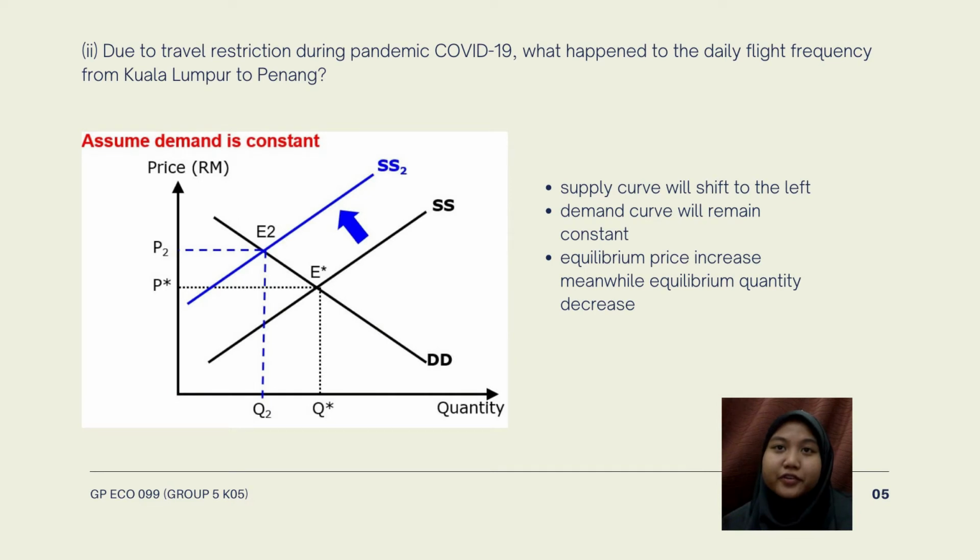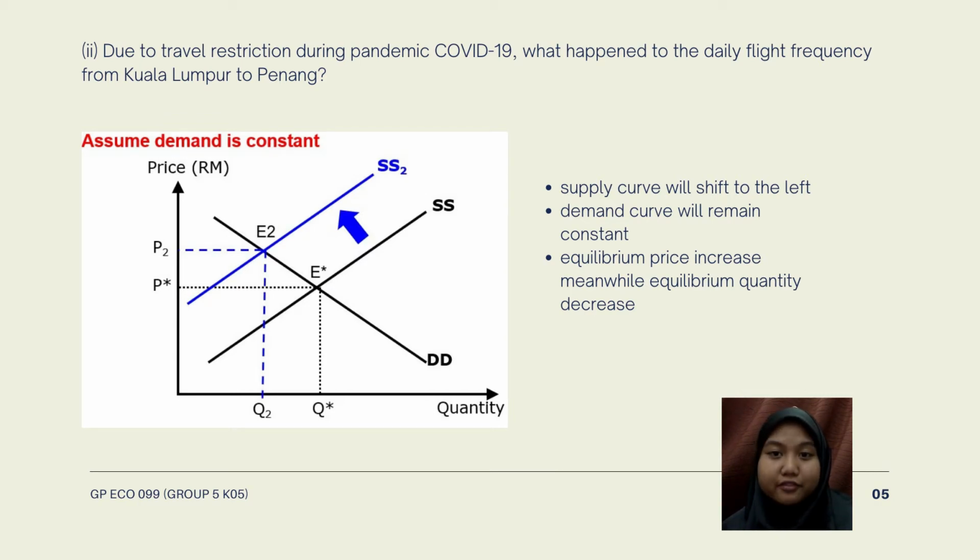Next, due to travel restrictions during the COVID-19 pandemic, what happened to the daily flight frequency from Kuala Lumpur to Penang? In answering this question, we are going to assume that demand is constant, as shown in the diagram. The supply for the daily flight from Kuala Lumpur to Penang will decrease and later cause the supply curve to shift to the left. The demand curve, however, will remain unchanged, assuming that the demand for the daily flight from Kuala Lumpur to Penang remains constant.